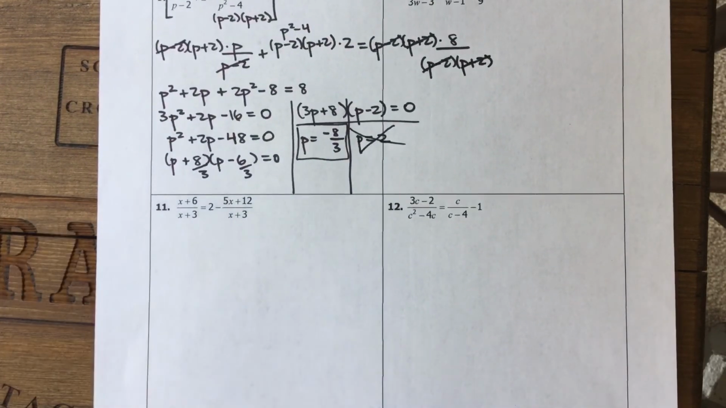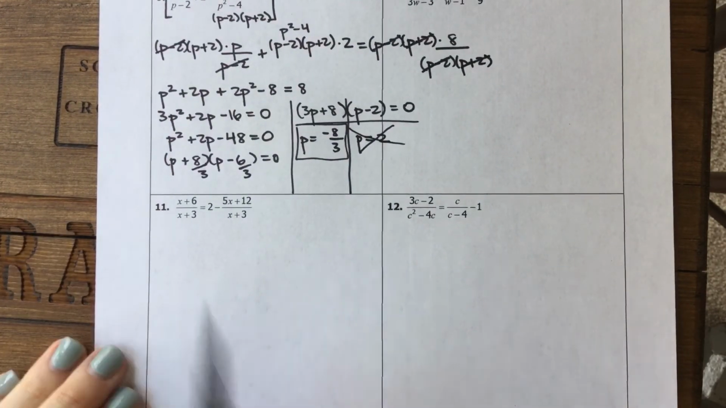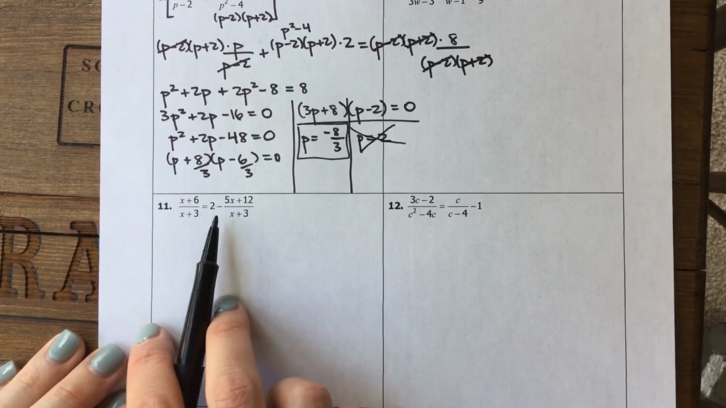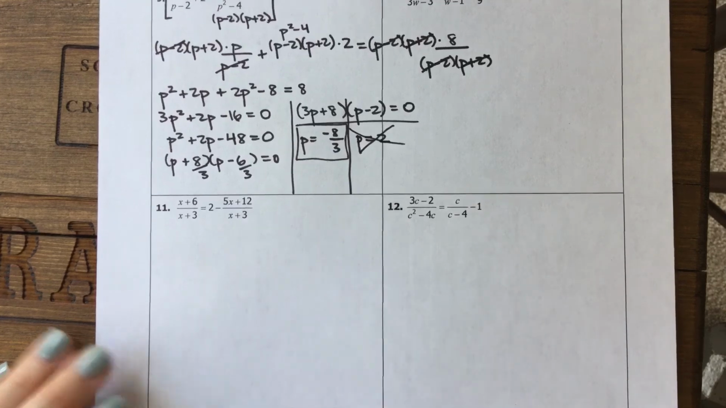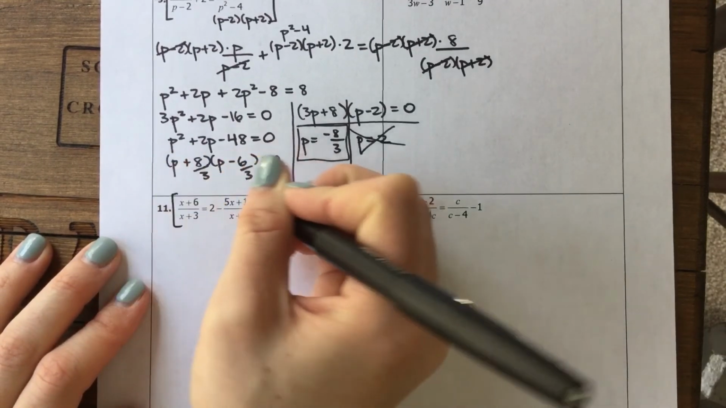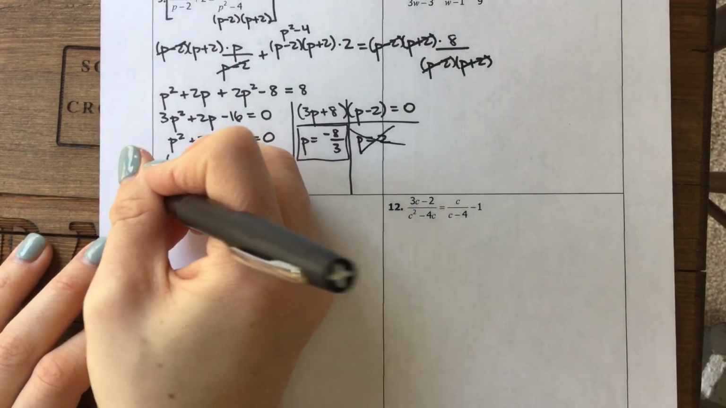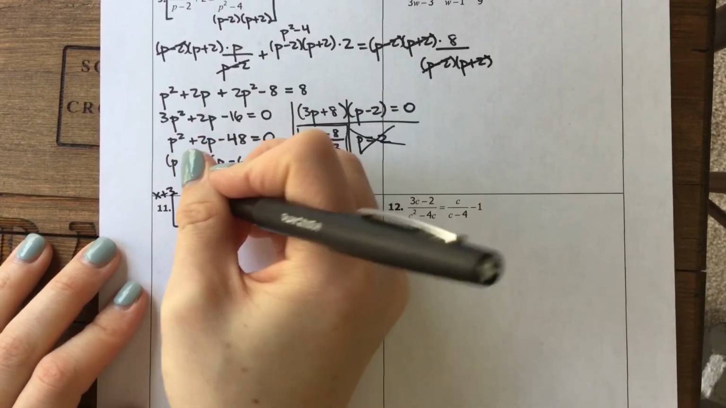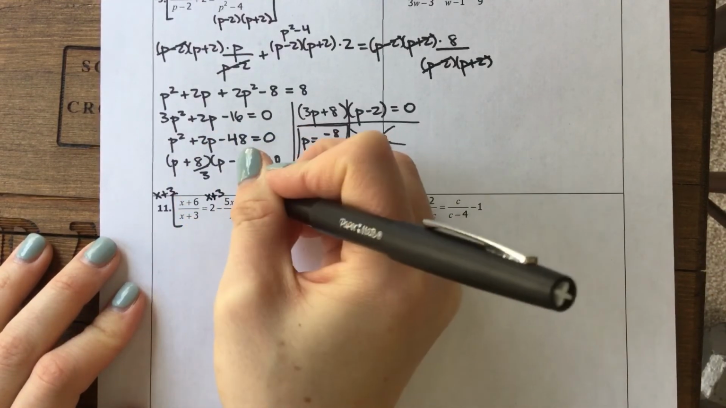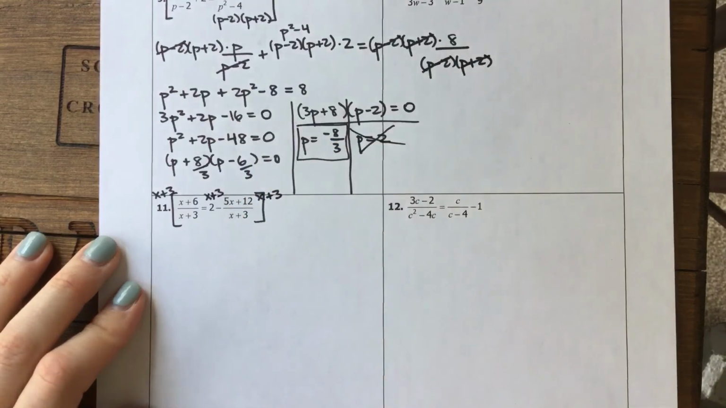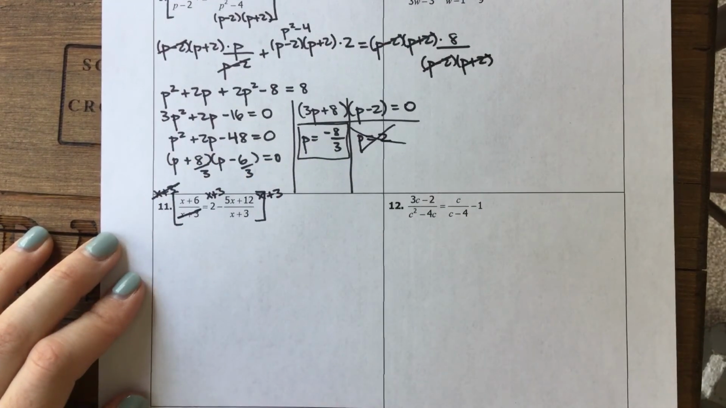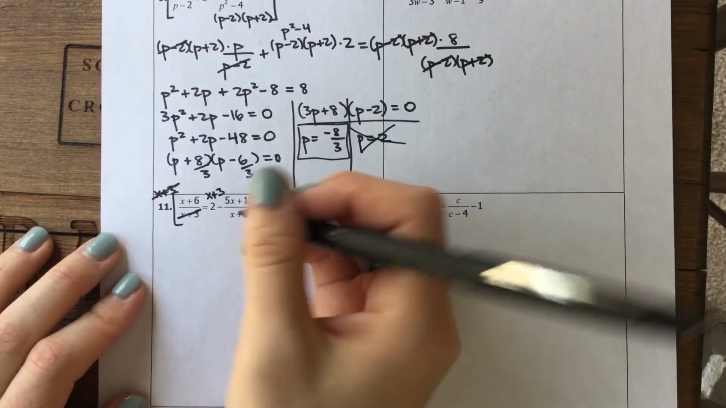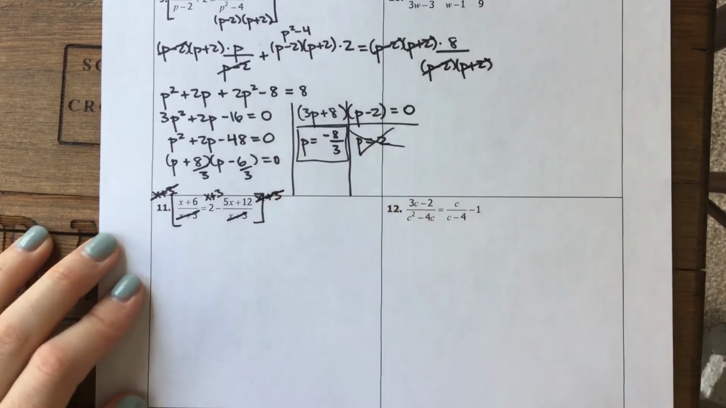Last problem here, number 11. We look for the LCD. This denominator is an x plus 3. This doesn't have one. And this denominator is an x plus 3. So that one's actually pretty straightforward. The LCD is just that one denominator of x plus 3. So I'm going to distribute it like this. So just writing it 3 times right here. So this first denominator, the x plus 3 cancels. This one I end up multiplying, and this one, the x plus 3 cancels.